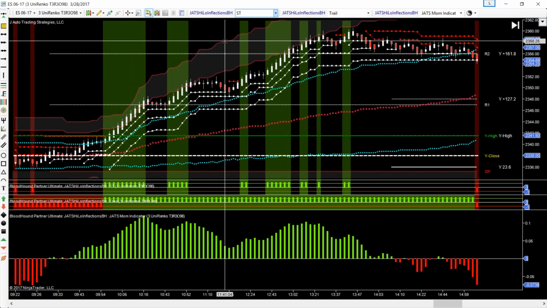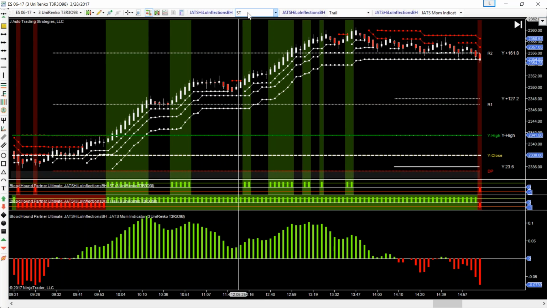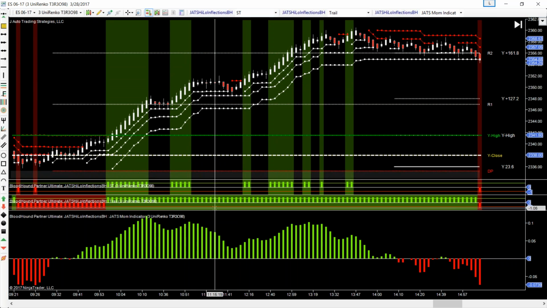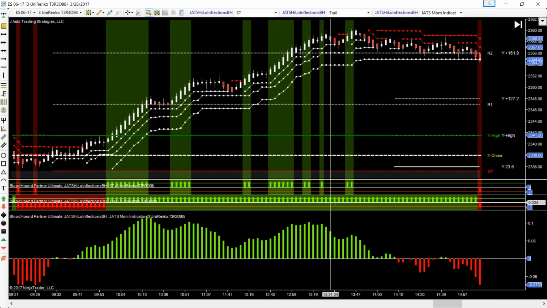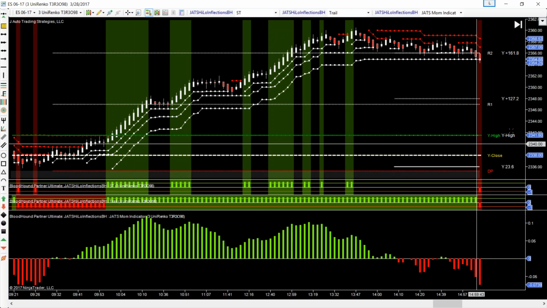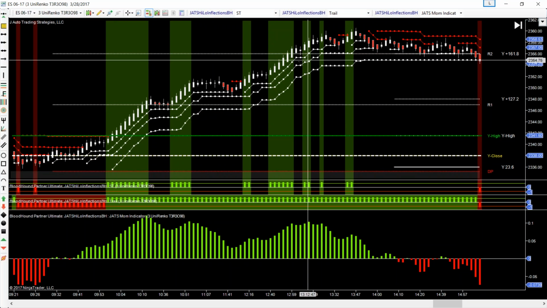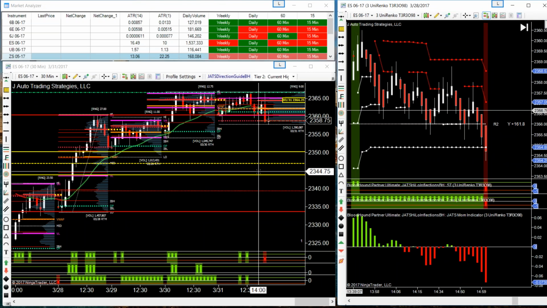So this VWAP template here is not a part of my templates. My Bloodhound templates do not come with these indicators. They come with the Bloodhound template and the bottom indicator, which is the momentum, and then I give you other Bloodhound template tools to help guide you in these trades, but they're directional trading templates. They're not designed for a tick by tick algorithm, enter here, exit here.